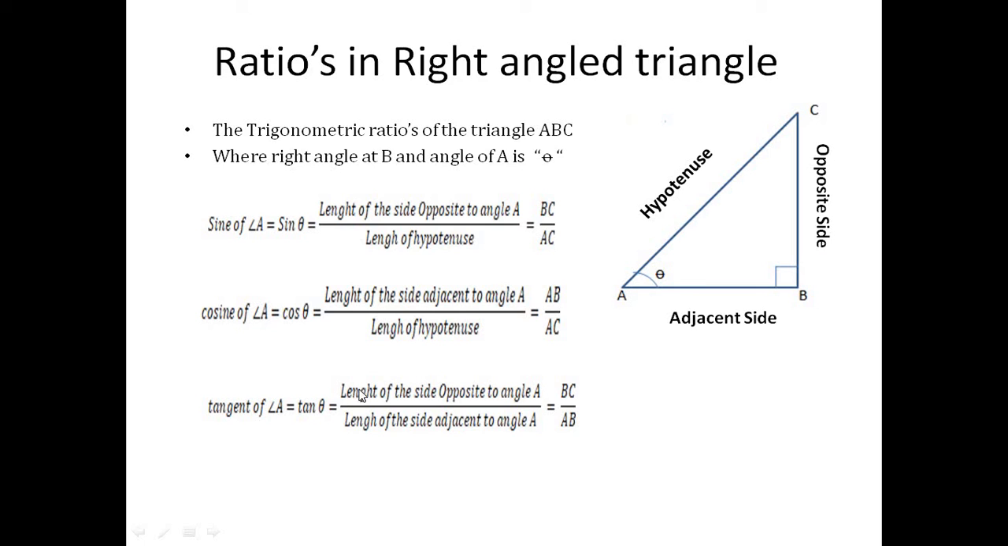You will also learn in future that tan theta is equal to sin theta by cos theta. When you divide the opposite side by hypotenuse by adjacent side by hypotenuse, the hypotenuse gets cancelled. Then the length of the opposite side to angle A by the length of the adjacent side to angle A, that is your tan theta. Don't worry if you don't understand; simply remember tan theta is equal to sin theta by cos theta. We will see that in the next slides.